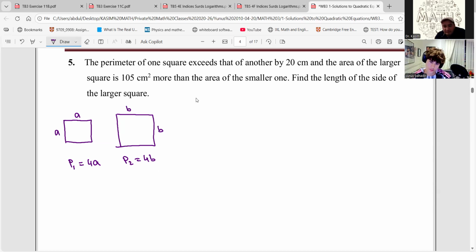Now the perimeter of one square exceeds that of another one by 20. What does it mean? It means 4B minus 4A is equal to 20, right? The difference is 20.